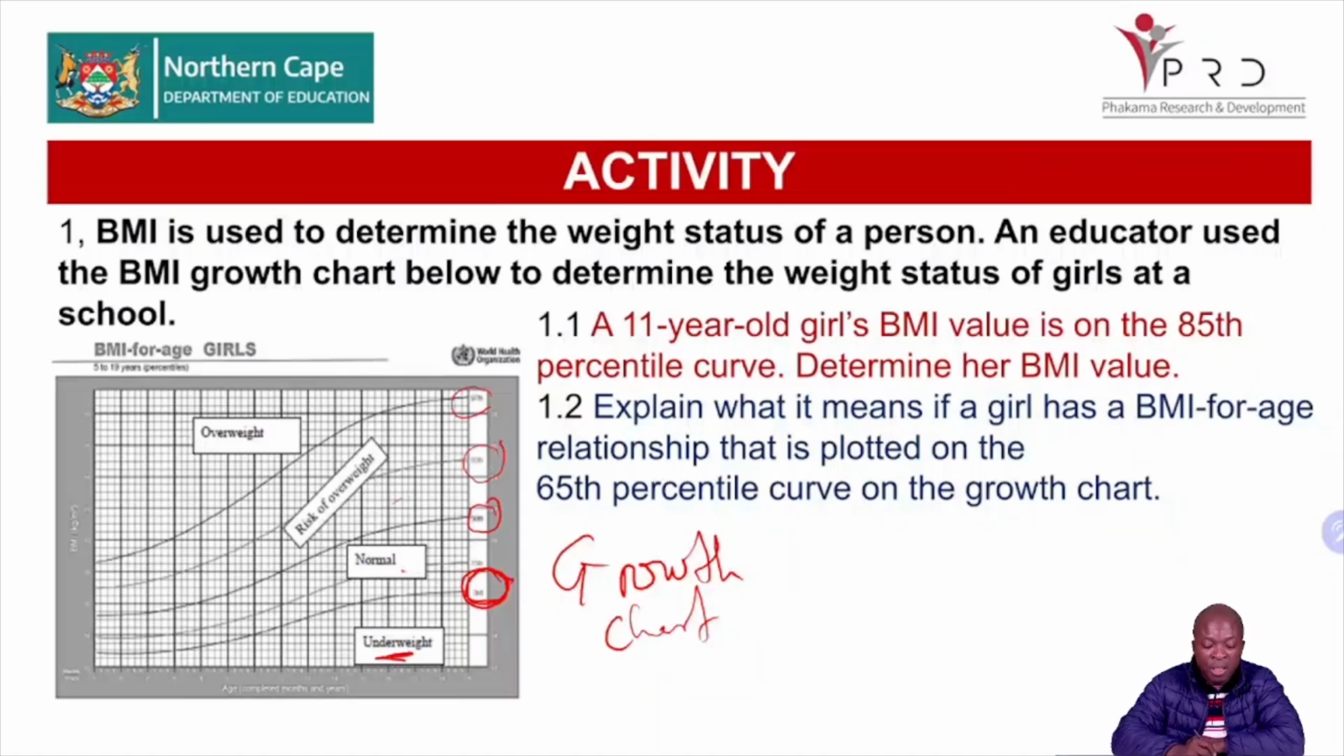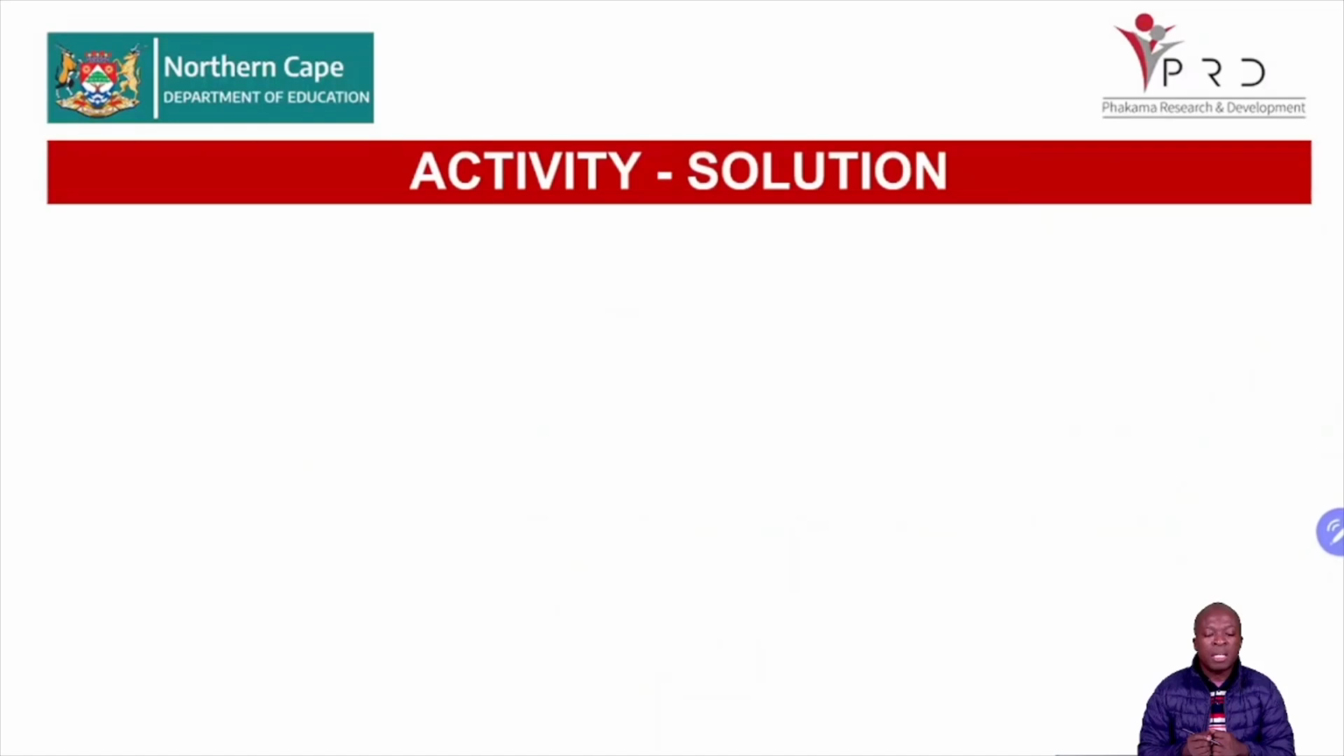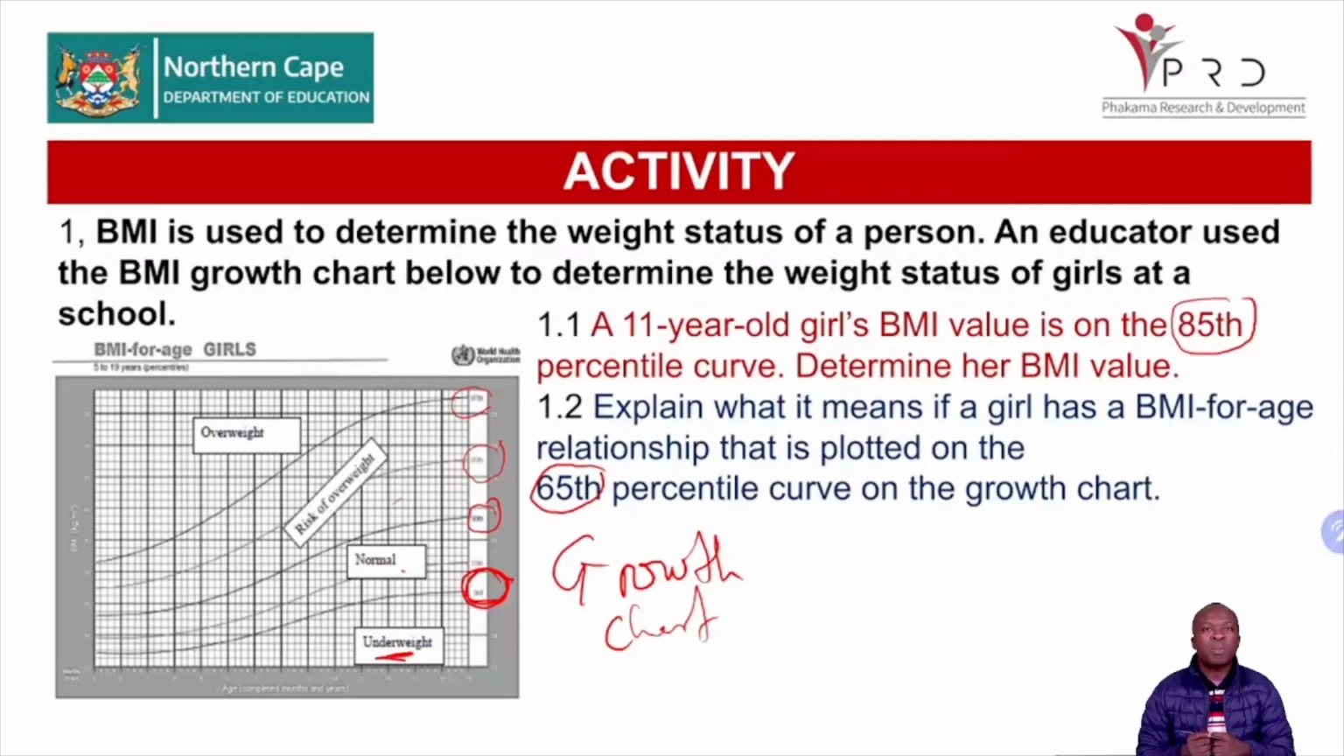So let's look at our first question here. An 11-year-old girl's BMI is on the 85th percentile. Determine her BMI. And then number 2, explain what it means if a girl has a BMI for age relationship that is plotted on the 65th percentile. These are typical exam questions that the examiner wants you to respond to. Can we attempt these two? Let's give ourselves 3 minutes. For you to answer this one, you have to work with the growth chart. After 3 minutes, we'll come back and discuss the answer together.